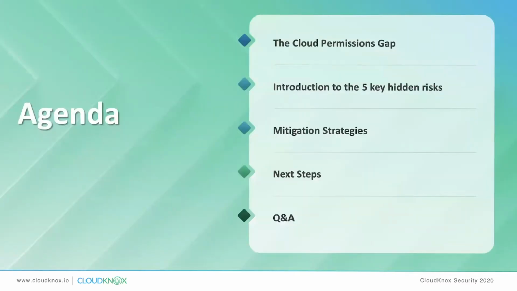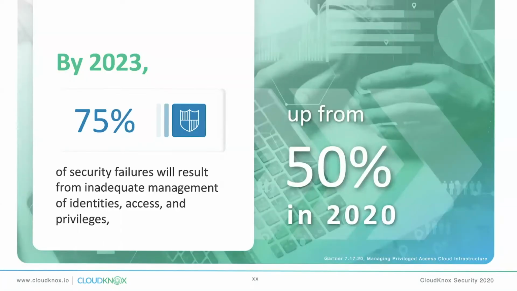In terms of the agenda, I'm going to provide a short overview of the challenges that companies are dealing with today as it relates to managing privileged access across the cloud. Neil and Jim will follow me with a detailed look at the 5 key hidden risks that are often overlooked, and will also include a discussion on some of the mitigation strategies that are not theoretical and are actually based on real-world examples from some of the largest financial, healthcare, and utility companies. Okay, so with that, let's get started.